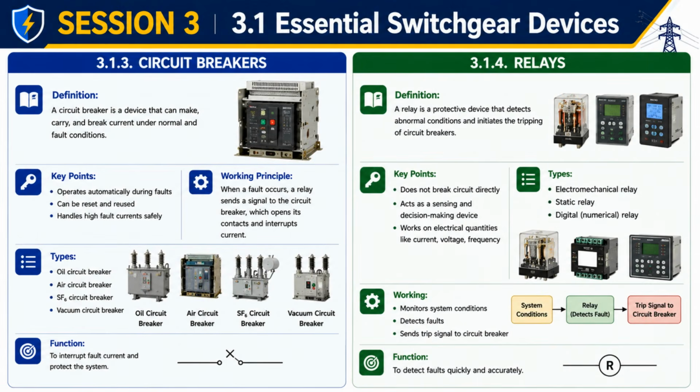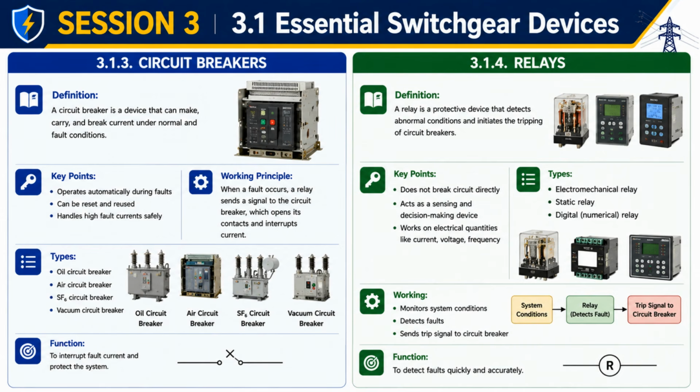Circuit breakers. Definition. A circuit breaker is a protective device that can make, carry, and break current during both normal operation and fault conditions. Key points. It operates automatically when a fault occurs. It can be reset and used again after clearing the fault. It safely interrupts very high fault currents.